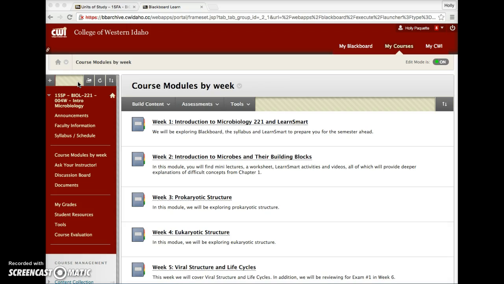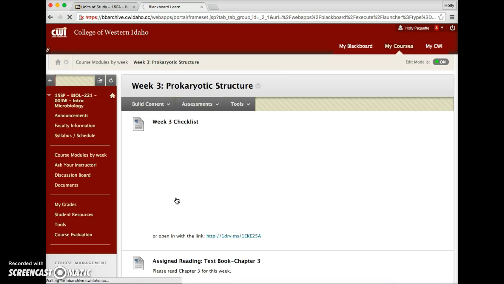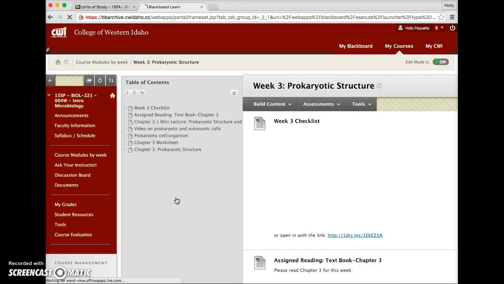So I thought I'd take one particular week and go through it in my first semester that I taught this and then my second. So I've gone down, and this is in my course modules by week. So this is the tab that I'm on. I'm going to go down to week 3, and I just listed each one for the chapters we were covering. This one then, if you click on week 3, we're going to bring up prokaryotic structure.